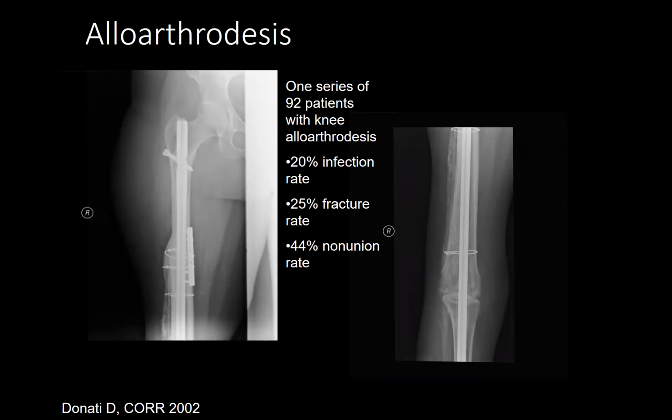But where I do think the alloarthrodesis works well is if you have a distal radius tumor. A lot of times we're doing that for giant cell tumor that's recurred, multiply recurred, and you really don't have anything left. You can resect the whole distal radius and put an allograft in there and then fuse across the wrist joint. So that's one of the areas where alloarthrodesis can be helpful.